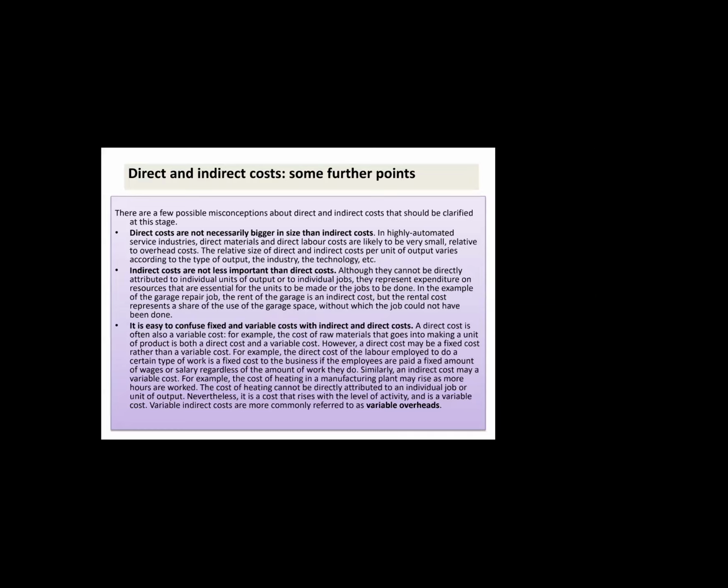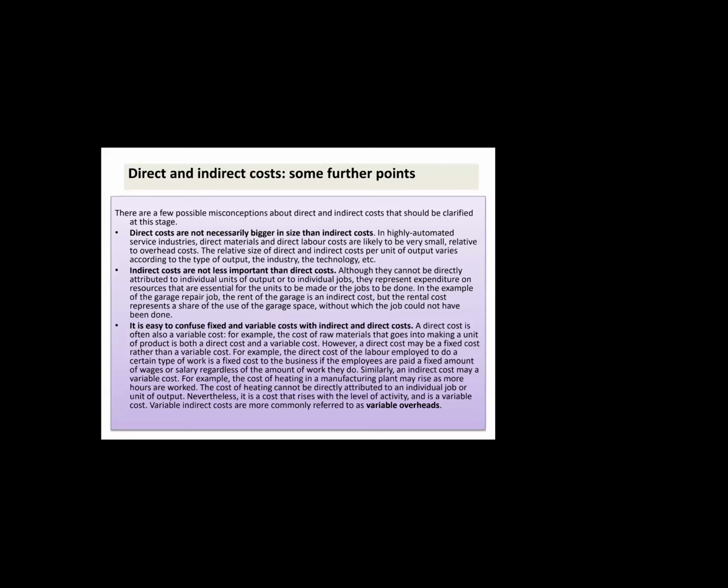And we have to bear in mind some further points regarding direct costs and indirect costs. There are a few possible misconceptions about direct and indirect cost that should be clarified at this stage. Direct costs are not necessarily bigger in size than indirect cost. We may have a conception that direct cost should be higher or bigger than indirect cost. This is a misconception. Size or figure does not matter. Whatever the amount, we will treat the expense or cost as direct or indirect based on its nature.